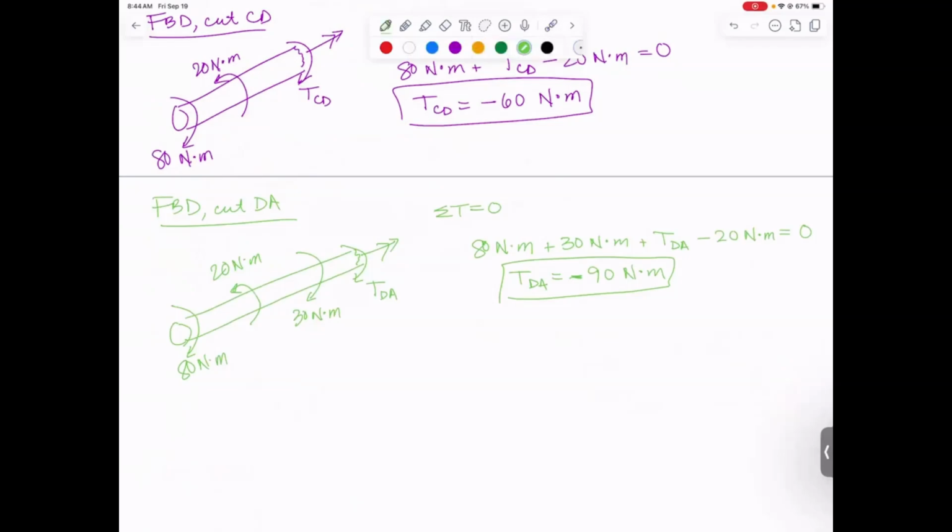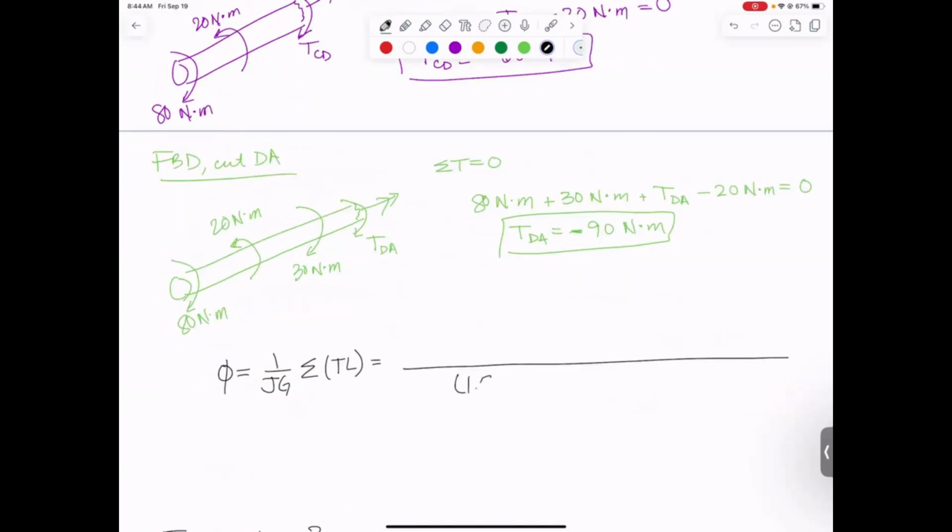There's one giant equation. Phi is 1 over JG times the sum of the torques times the lengths. In the denominator, we have our J, 1.571 times 10 to the minus 8th meters to the fourth. G was 75 gigapascals. That's 75 times 10 to the 9th newtons per square meter. And at the top, we're going to sum these things up.